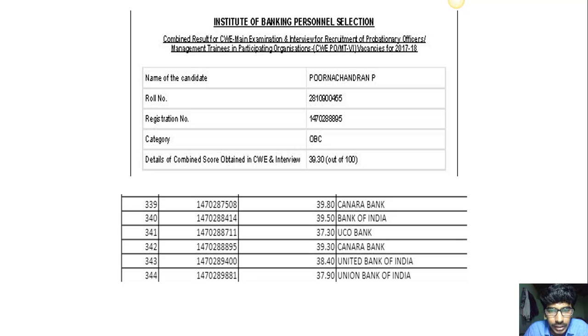You can see my marks here. Out of 100 I got 39.3, and for 39.3 I got Canara Bank. You can see it below. Depending upon your cutoff mark, you will be posted in banks. Okay, for my cutoff I got Canara Bank.